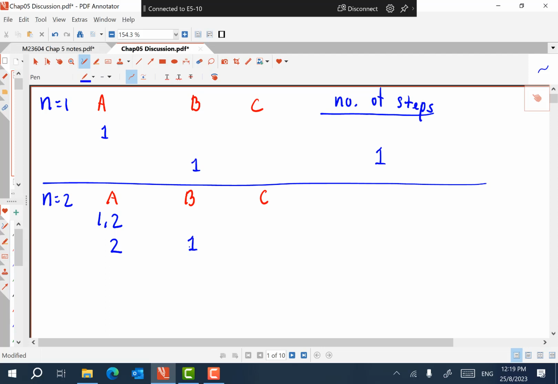This is only one step. Then what I do next is I now move the 2 into the C. Then lastly, I move the 1 into the C. So in that way, I'm able to move the discs 1 and 2 from A to C. And I did it in 1, 2, 3 steps. So the answer is 3.